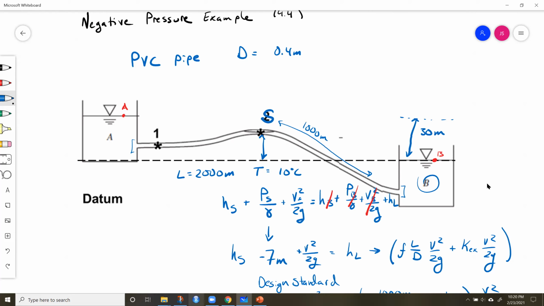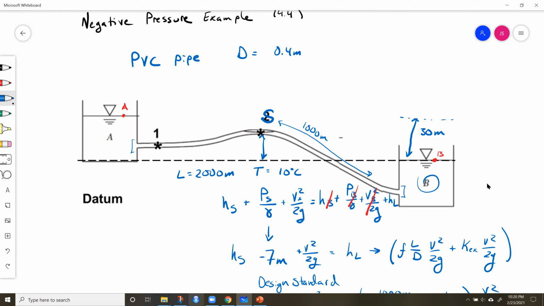We started with the elevation at this point S, HS, the pressure head, which we set to -7 meters, the velocity head, which we didn't know, but then we calculated from the flow rate. And we said that's got to equal the head loss from this point to here, assuming that our datum is 0. So really we're just looking at the elevation relative to this datum, which makes our problem a little bit easier to solve.